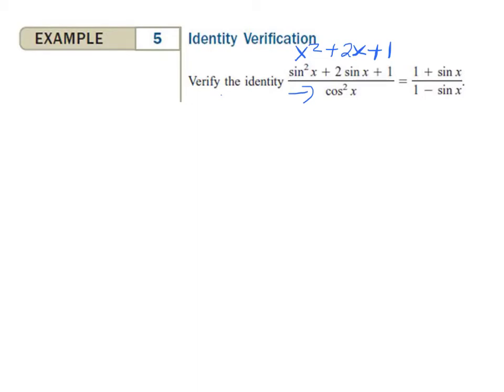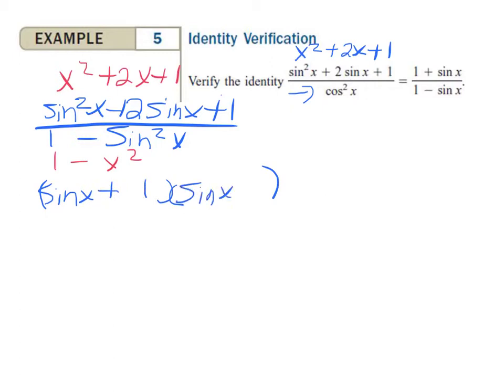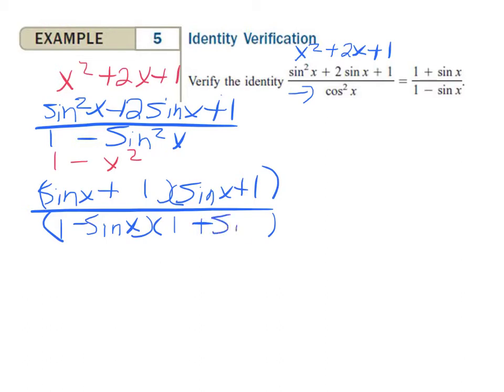So I've got the sine squared x plus 2 sine x plus 1 all over 1 minus sine squared x. Okay, this is like x squared plus 2x plus 1, and this is like 1 minus x squared. So we're just going to factor them. If I factor the top, I've got sine x plus 1, sine x plus 1, over, and if I factor the bottom, I've got 1 minus sine x, 1 plus sine x.